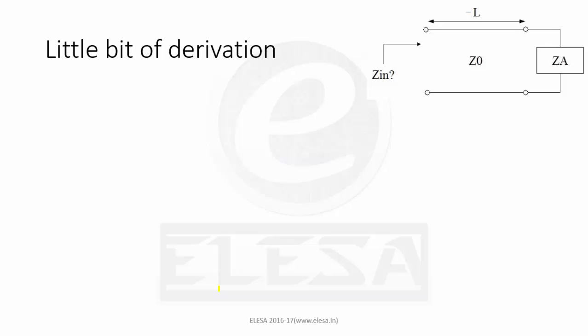Our aim is, terminated by a load impedance ZL with a characteristic impedance Z0. So the aim is to find the input impedance at a distance of minus L from the load impedance. So how will we do this?